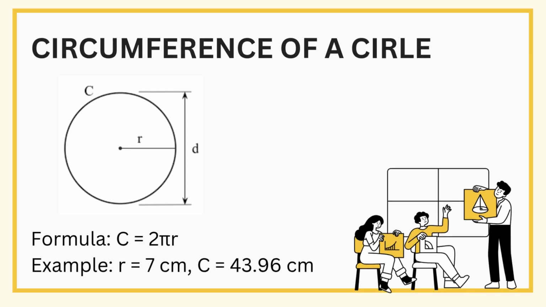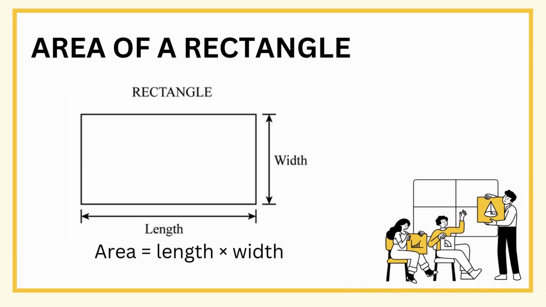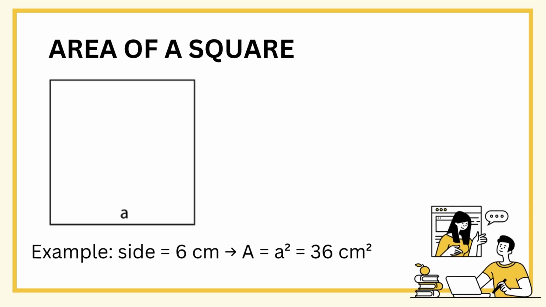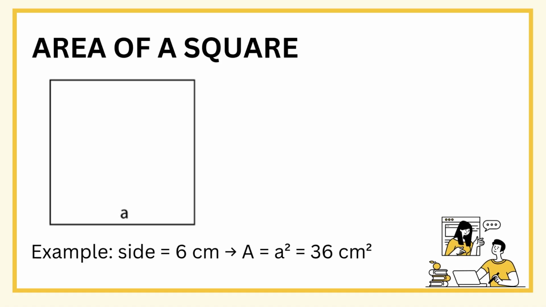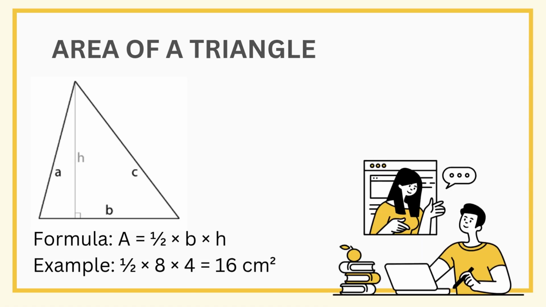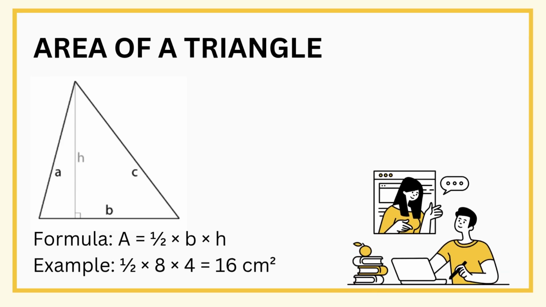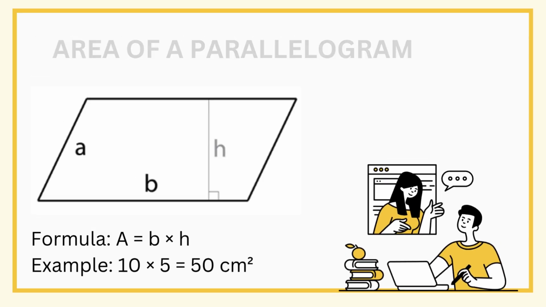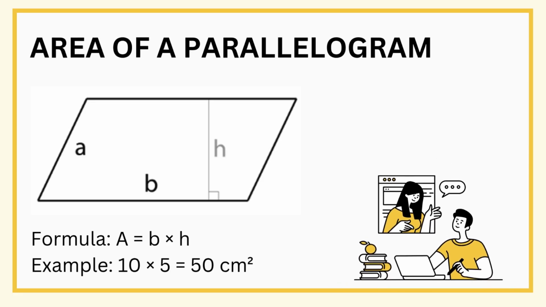Area equals length times width. We multiply, not add. In the area of a square, we multiply one side to itself. So basically, s times s or s squared. To find the area of a triangle, it is 1/2 times base times height. Just like in this example. To find the area of a parallelogram, we multiply the base times the height.